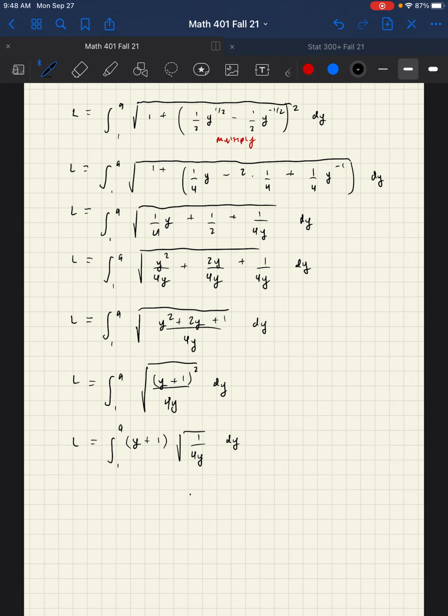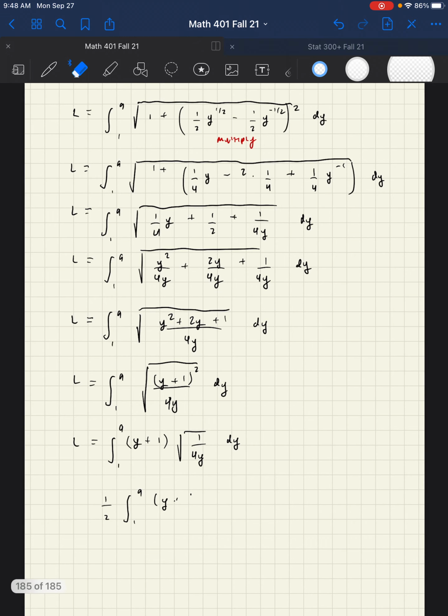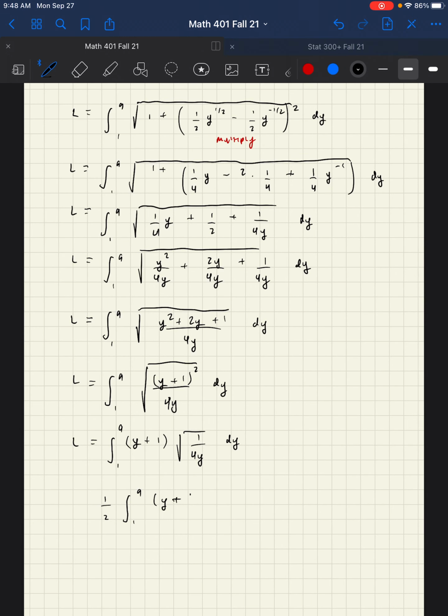And now, so I'm going to convert that 4y. So that 1/4 obviously comes out as 1/2. So 1/2 integral from 1 to 9 of y plus 1, for some reason that won't go away. Anyway, y plus 1 times the square root of 1 over y dy, but I can write that as y to the negative 1/2.